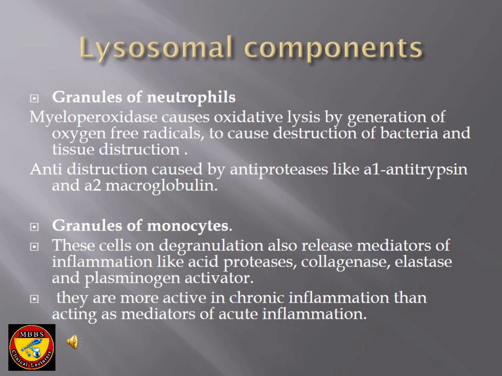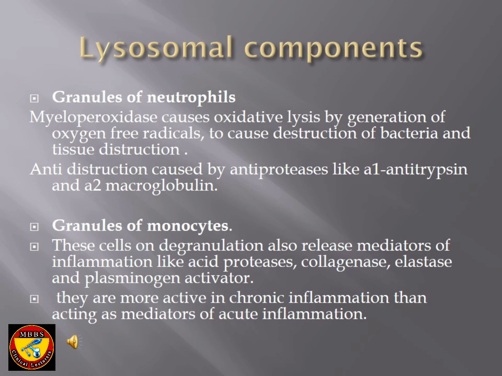So for this purpose, against the myeloperoxidases, there are some anti-proteases called alpha-1 antitrypsin and alpha-2 macroglobulin. So these are the anti-proteases which stop the function of myeloperoxidases released from neutrophils.